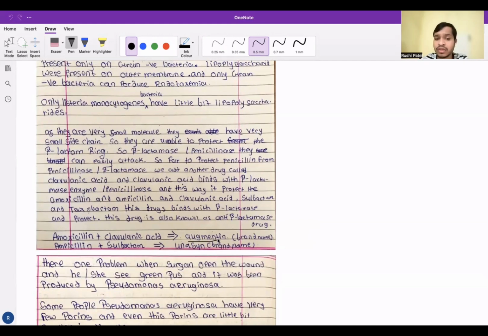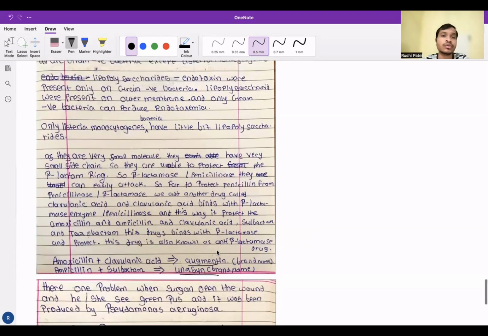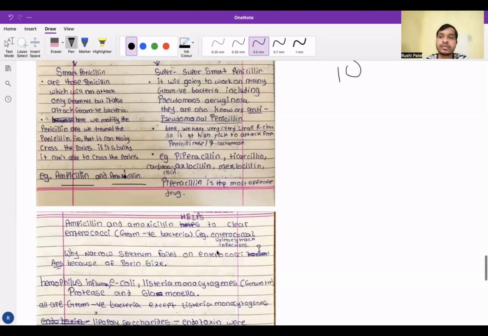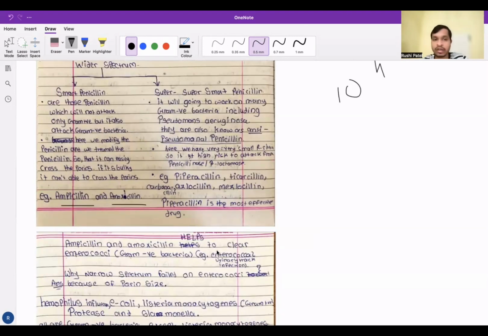Nowadays so many brand names are coming. I'm just writing an example here. So let's go through it. Read it once, and if I missed any points, we can cover it. The smart penicillins are those penicillins which attack not only gram positive but also gram negative bacteria.